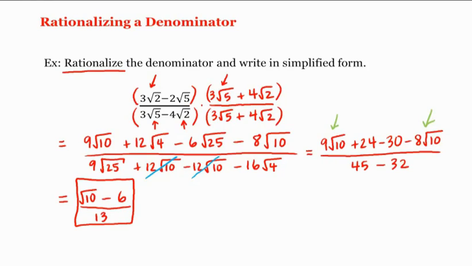And this is how we rationalize a denominator. We multiply both the numerator and denominator by the conjugate of the denominator.